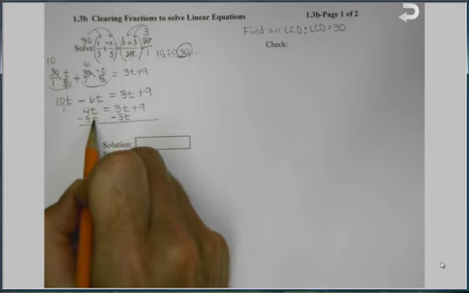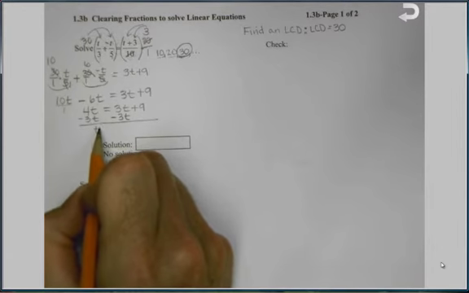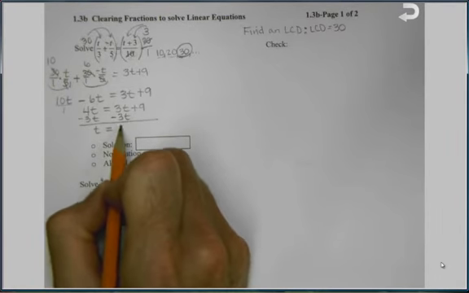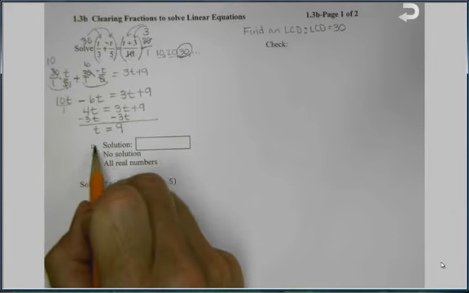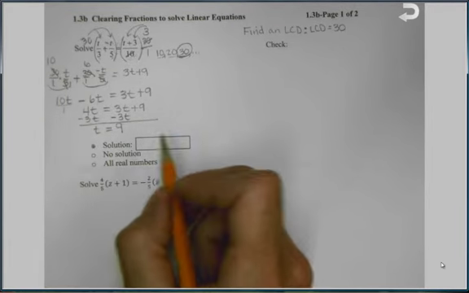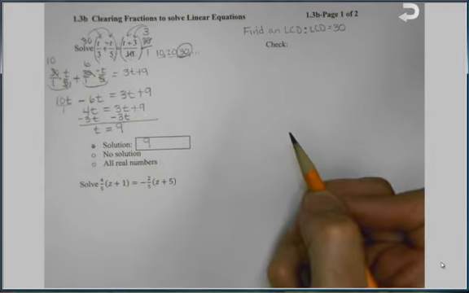And then 4t minus 3t is just a t, equals, and then the 3t minus 3t is 0, so I don't have to write anything down, and then I have a 9. So my solution, I would click this box on Hawks and put my solution is a 9.